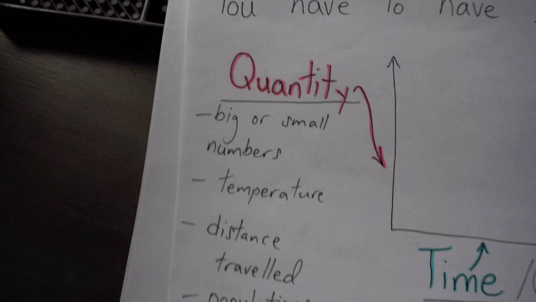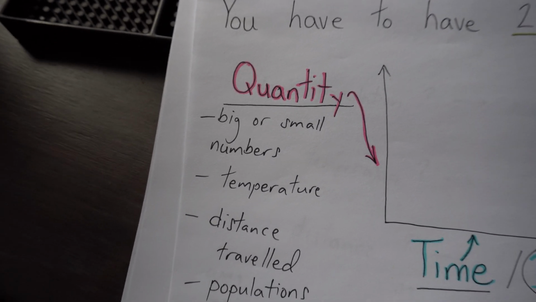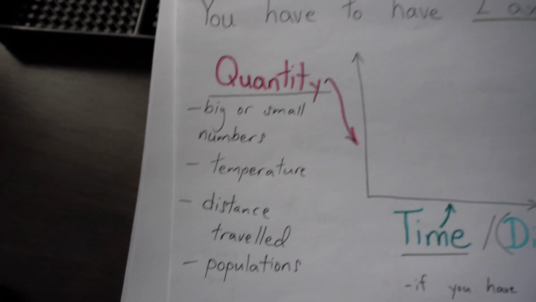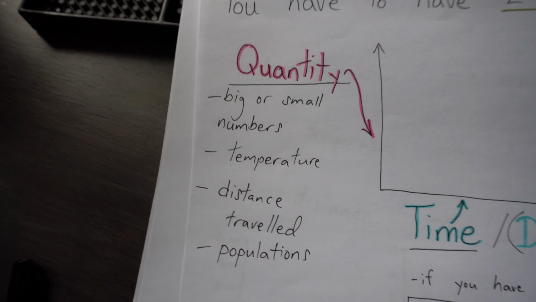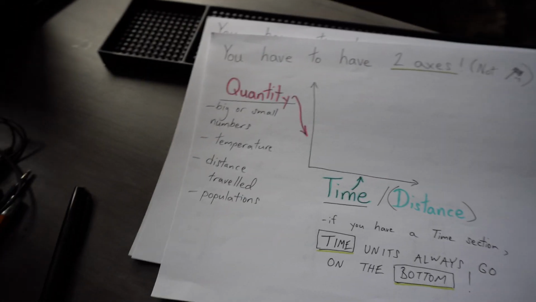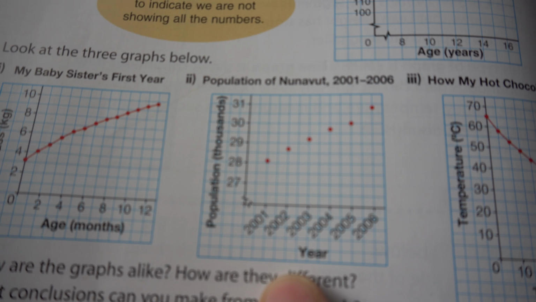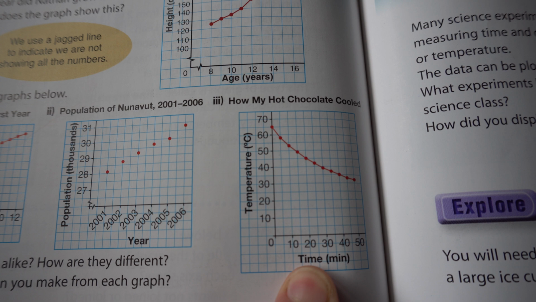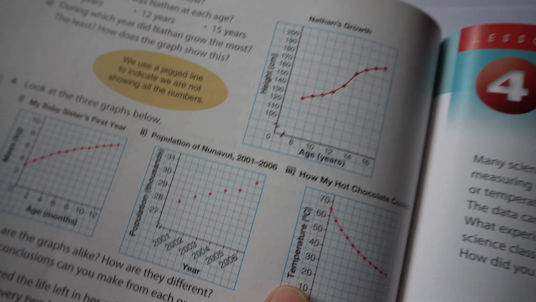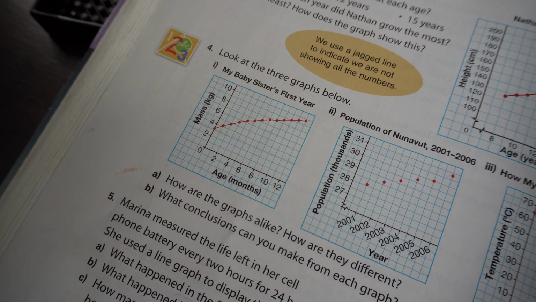On the vertical axis, you'll have different quantities. So you'll have bigger, smaller numbers like population or number of atoms, temperature, distance traveled in a car over time. I want to show you an example of that. Year will be on the bottom, right? You'll have months on the bottom, time in minutes on the bottom, and then things like temperature, population, mass, all on the vertical axis, okay?